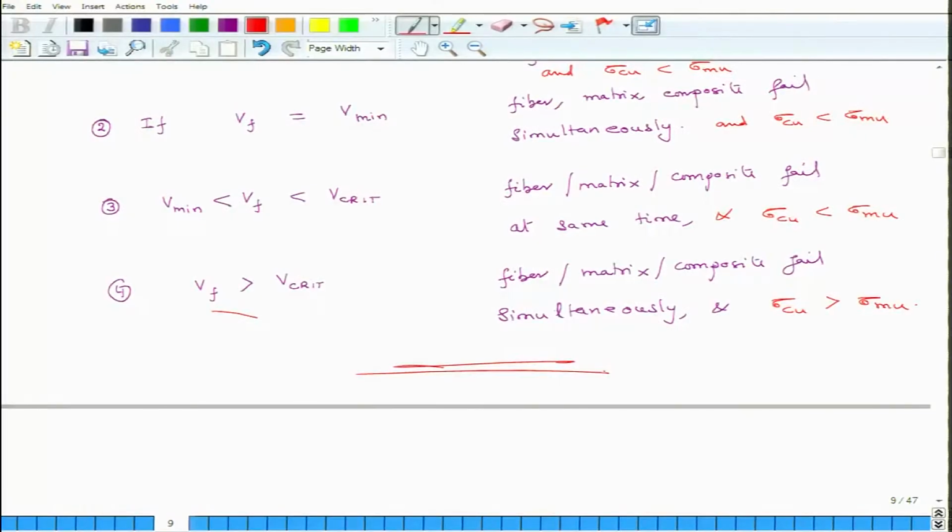So, this is the overview for unidirectional composites, tensile strength in the longitudinal direction. Tomorrow we will do a couple of examples, and then we will move on to some other properties of unidirectional laminates. So, that is all for today, and we will once again meet tomorrow with some more knowledge about unidirectional composites. Thank you.